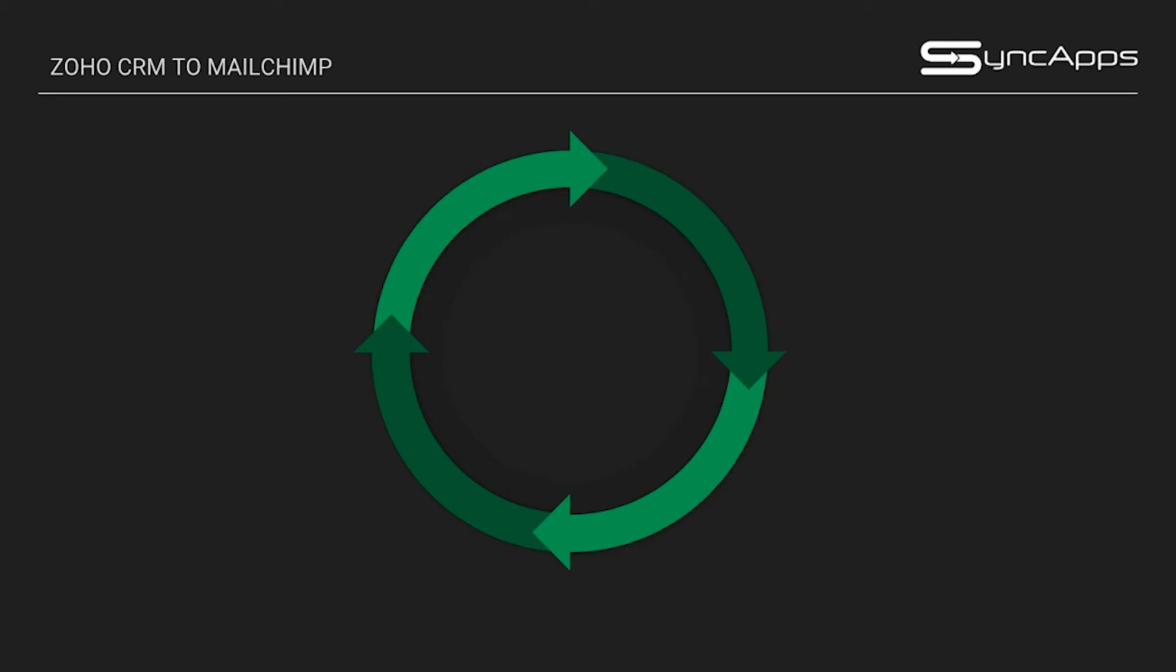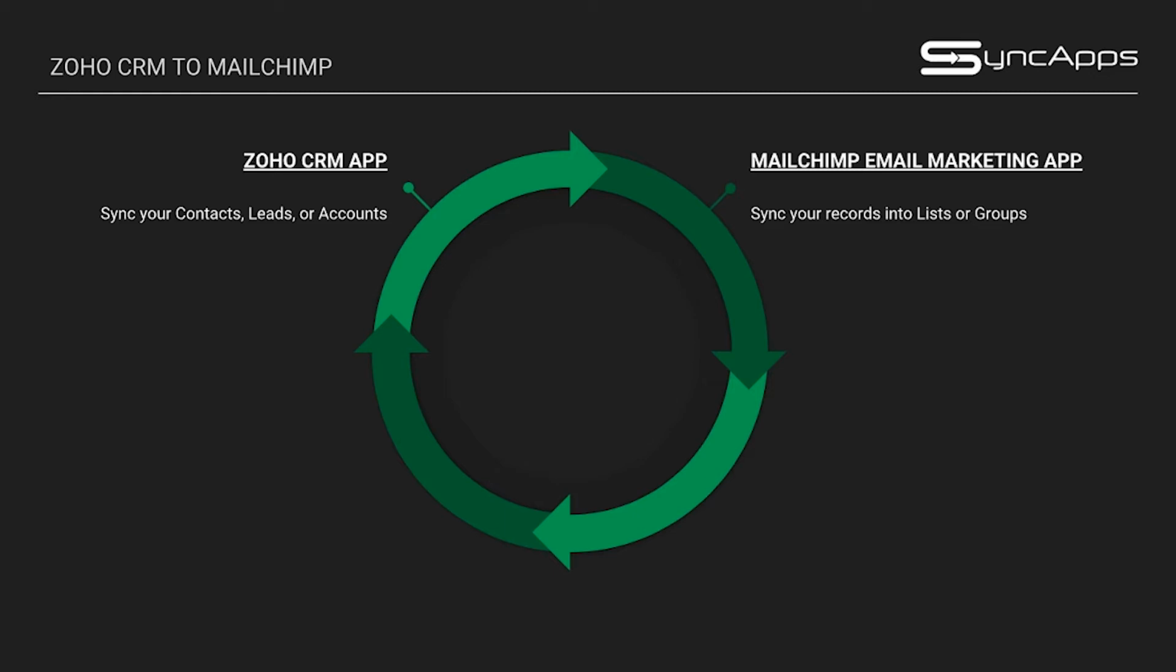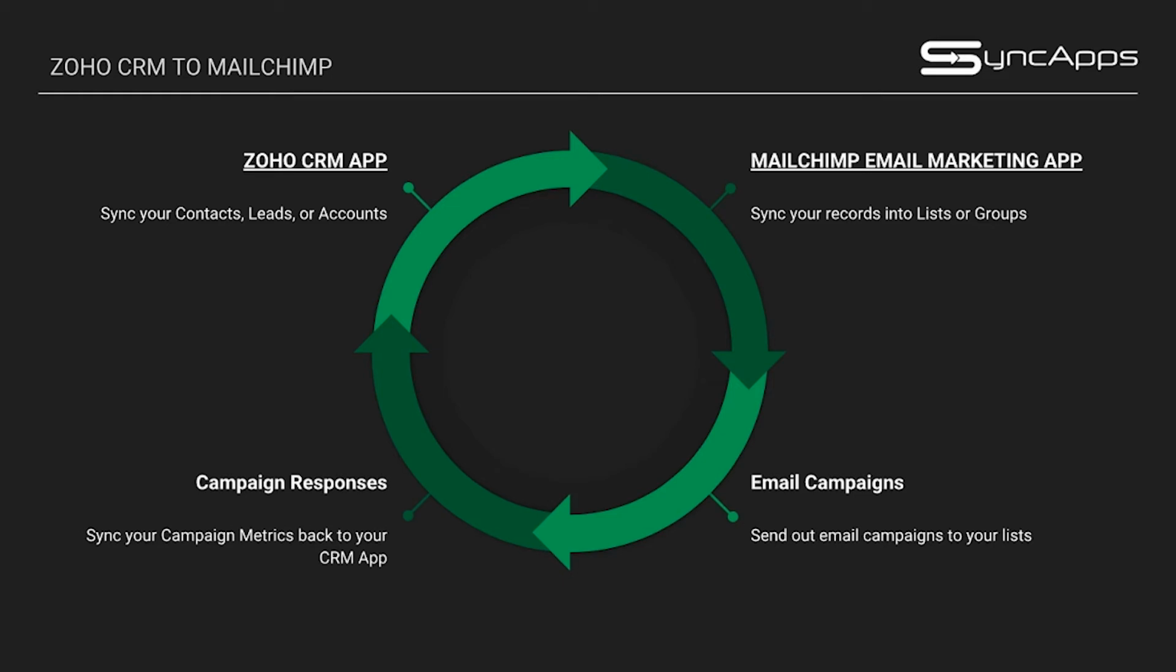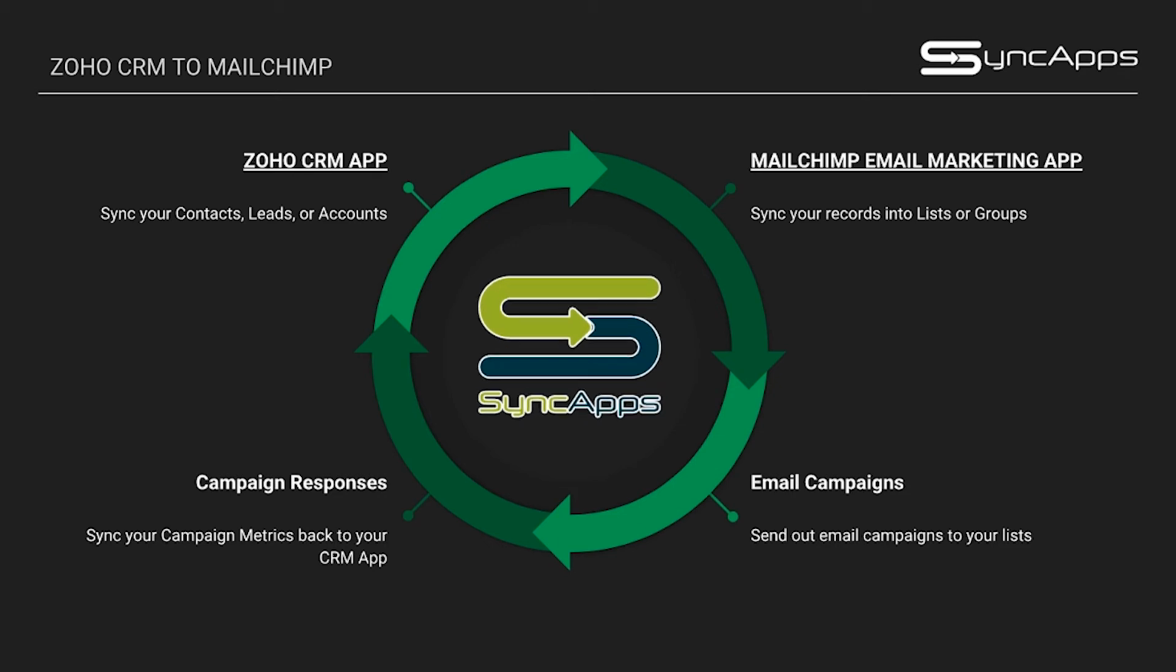So how does the Zoho CRM to Mailchimp basically work? So firstly, SyncApps take your Zoho contacts, leads, or accounts and syncs them over to your Mailchimp lists or groups or even tags. You can then send out email campaigns to those specific lists that you have from Mailchimp, and you can sync back your campaign responses to your Zoho CRM app. This is how seamless integration with SyncApps does work for your Zoho to Mailchimp integration.